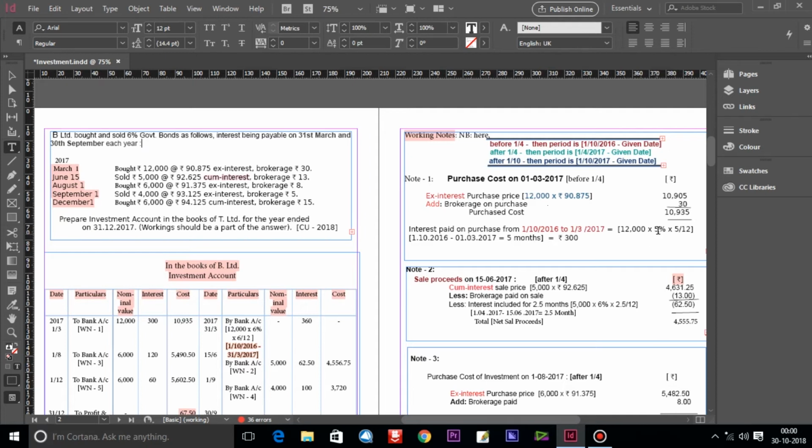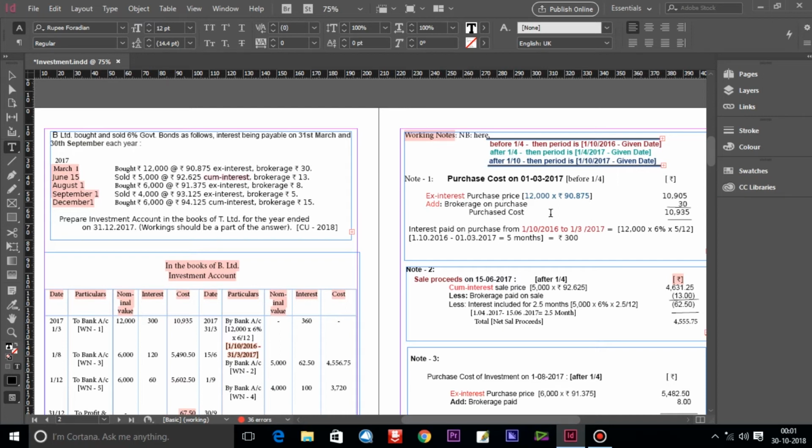Therefore, you have to charge 6% interest on 12,000 for 5 months and get rupees 300 only. And now ex-interest purchase price is 12,000 into 90.875. That amount will have to be multiplied, and we are getting rupees 10,905. At the same time, brokerage is being paid at rupees 30. Therefore, you have to add rupees 30 as brokerage.